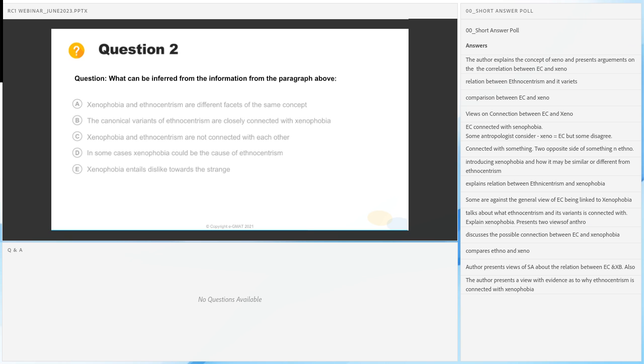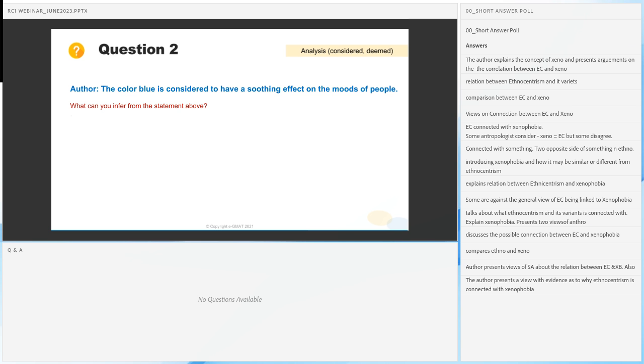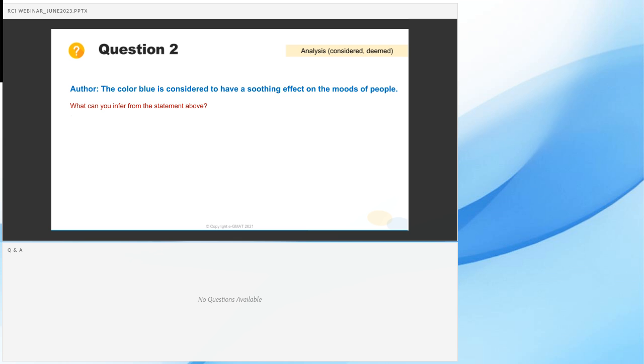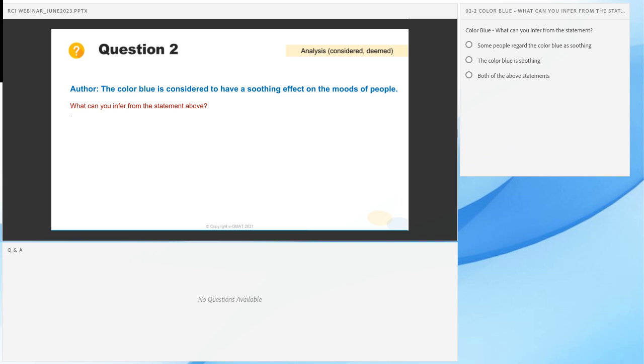All right. Okay. So I want you to tell me what's the inference from this particular question. The color blue is considered to have a soothing effect on moods of people. What can you infer from this? And I'm going to put in a poll question here because, as I said, quantitative data is much more beneficial. So, what can you infer from the statement above? 1, 2, or 3? Some people regard the color blue as soothing, the color blue is soothing, or both of the statements above.